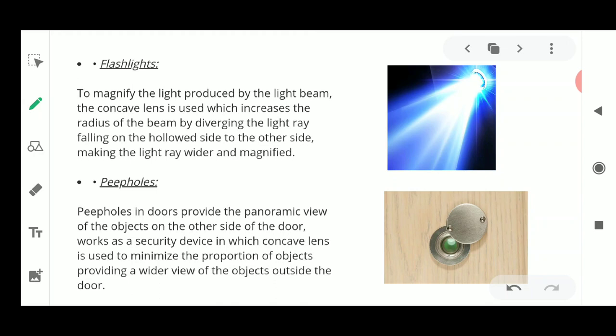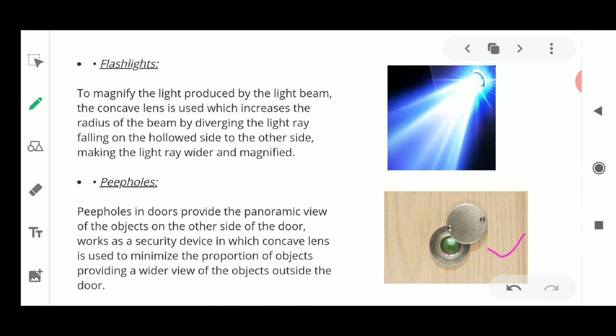Okay, next is the peepholes. So this is another example from the security point of view. I must say that for the security of your house, we always use a small hole which is present at the door. So these are known as the peepholes.